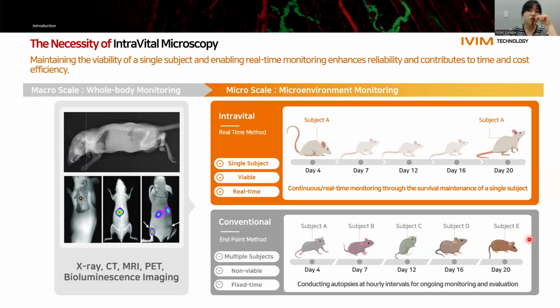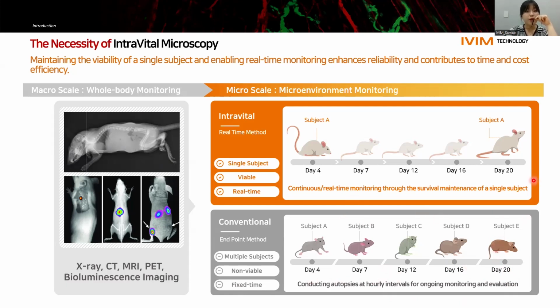Then, why is intravital becoming essential to researchers? In conventional animal studies, researchers often have to sacrifice different animals at each time point to obtain tissue samples. This approach makes it impossible to follow changes in the same subject over time, and it can reduce statistical reliability.